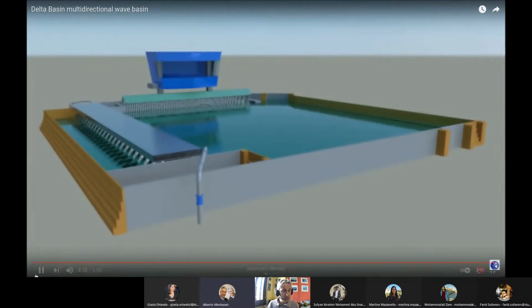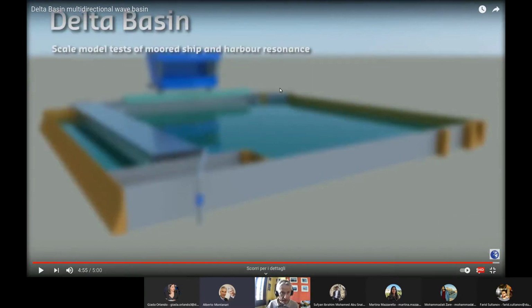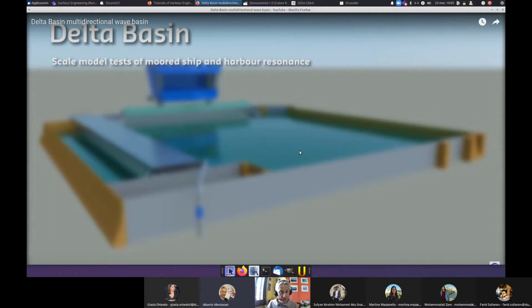You see scale model tests for moored ships. One second. And harbor resonance. Yeah, you know, resonance, we mentioned resonance. It's something that indeed is difficult to test if not with a small scale physical model. And if we are concerned about resonance, which may lead indeed to developing very important waves within the harbor, I think that the small scale physical model is a necessity.